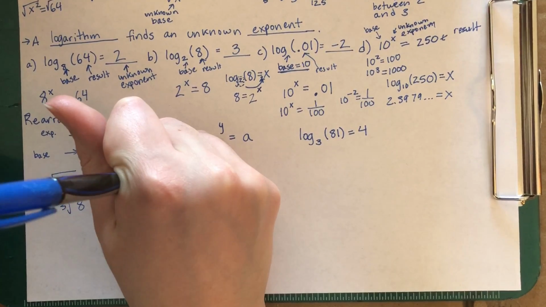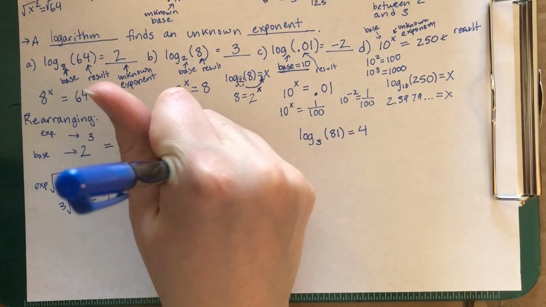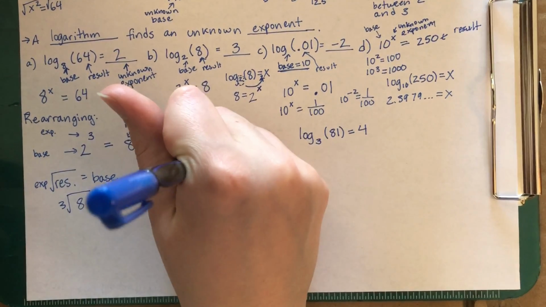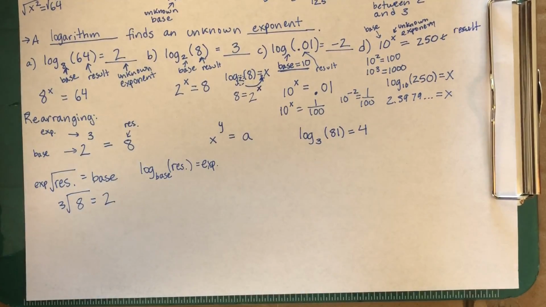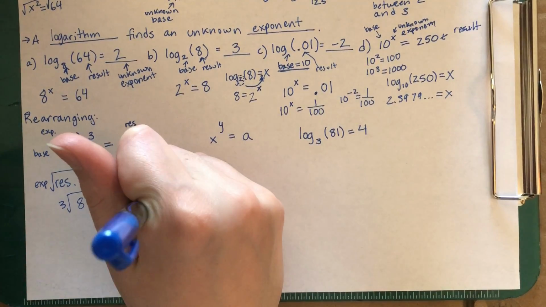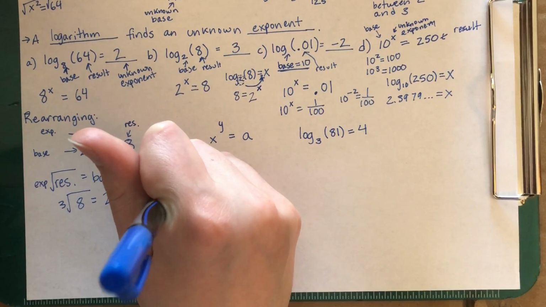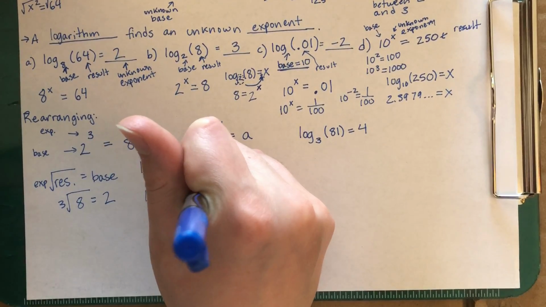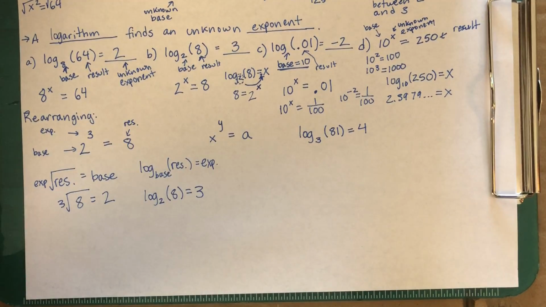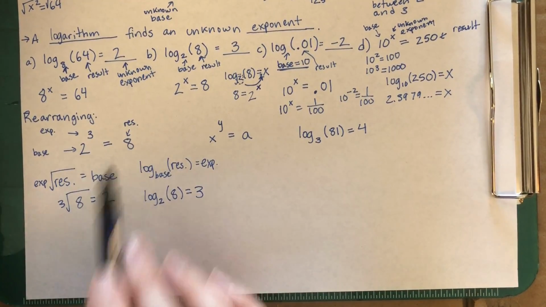Log, now the base goes down here. The result goes on the inside. And it equals the exponent. So log base 2 of 8 equals 3. This is another way to write this relationship.